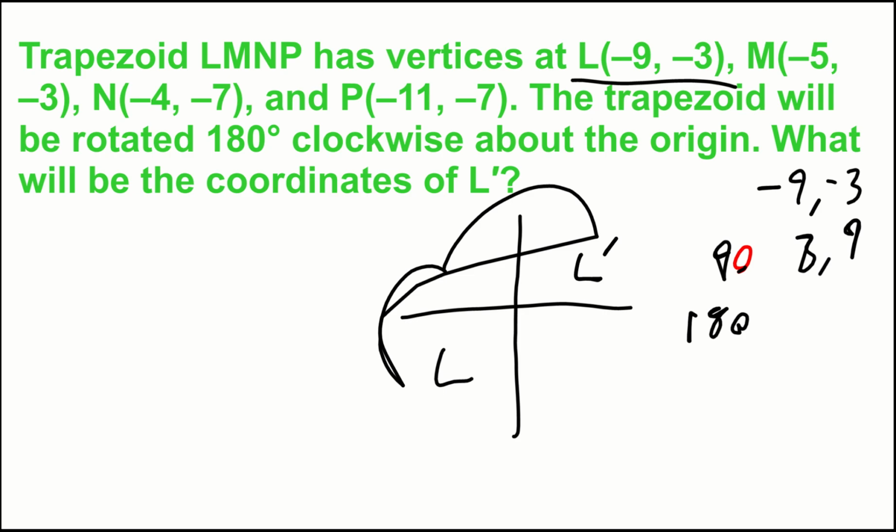180 means it's back to 9 first and then 3. And then we just pay attention to the signs. The signs are positive, positive in quadrant 1, so it's just 9, 3 as our ordered pair. Okay? I said there's not any one crazy difficult thing to do. It's just a couple different things to keep straight each time.